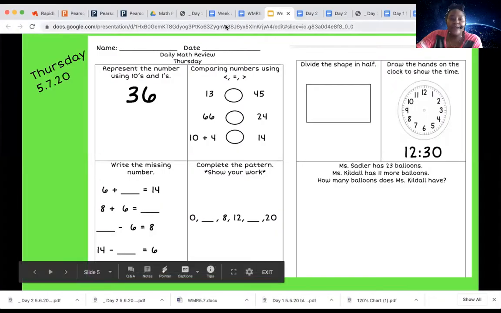Hi, first graders. It's time for our weekly math review, where we work on some old skills, some new skills, just to keep our skills fresh in our minds, okay? Math hat on? Let's go. I'm going to show you what the weekly math review looks like for today.